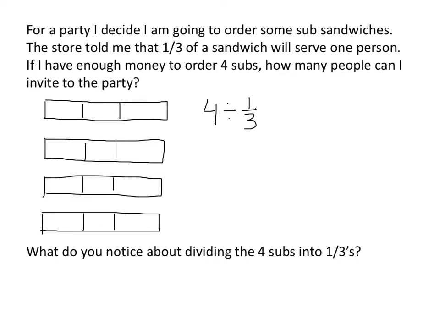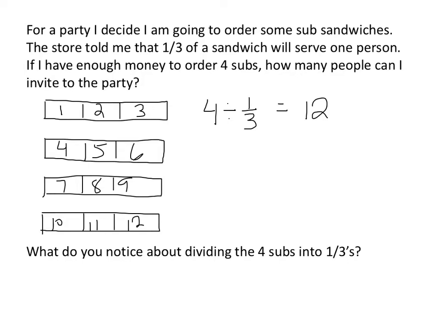So to do this, what I'm going to do is look at what I have. So here I have 1/3, 2/3, 3/3. So one sub can feed 3 people. So then this would be 4, 5, 6, 7, 8, 9, 10, 11, 12. So if I take 4 and I divide it into thirds, I get 12.